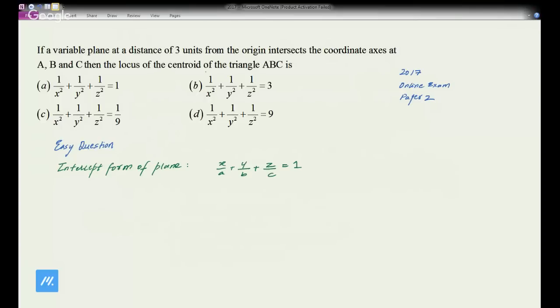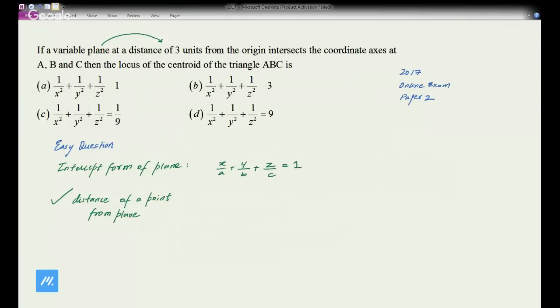Then the locus of the centroid of the triangle has to be found. And what is given is that the plane is at a distance of 3 units. What is the distance of a point? So this is another interesting property which you should remember: distance of a point from a plane. This is a property which is generally asked in JEE Mains. I'll show you today only that this gets repeated a lot of times. All right, so distance of a point from the plane.